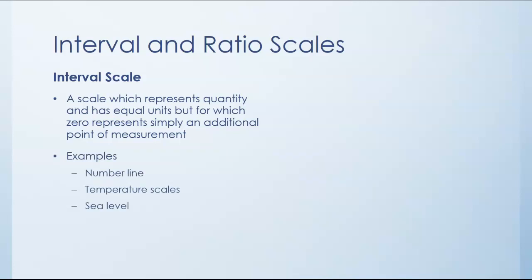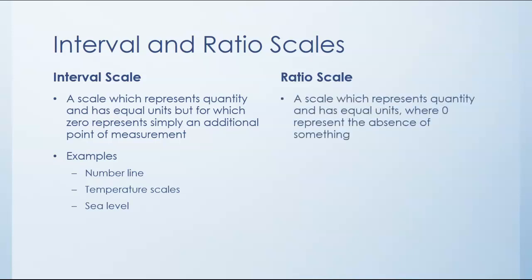So what it means when it says 0 represents just an additional point. So when you think about temperature, when you say something is 0 degrees, okay, 0 degrees is a temperature. 0 sea level, that means you're even with the sea level. So like when we talk about New Orleans, which is below sea level, so it goes negative. So think about that on your interval scale. It doesn't always have to be positive numbers. We can actually have negative values for our interval scale because we can go below the sea level or we can go below 0 on our temperatures.